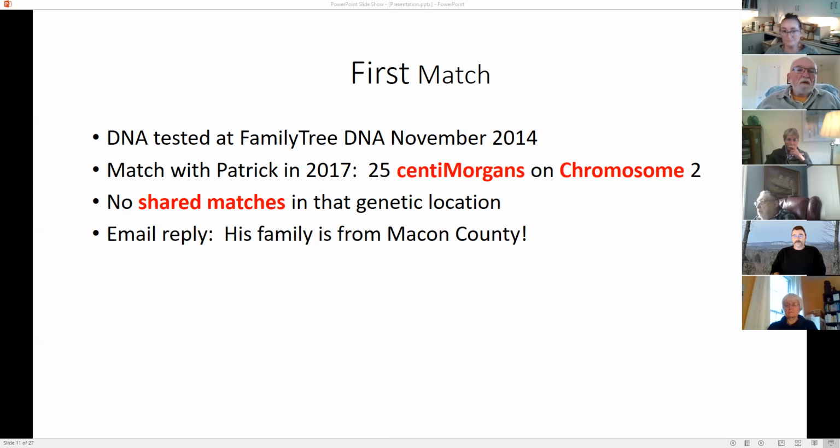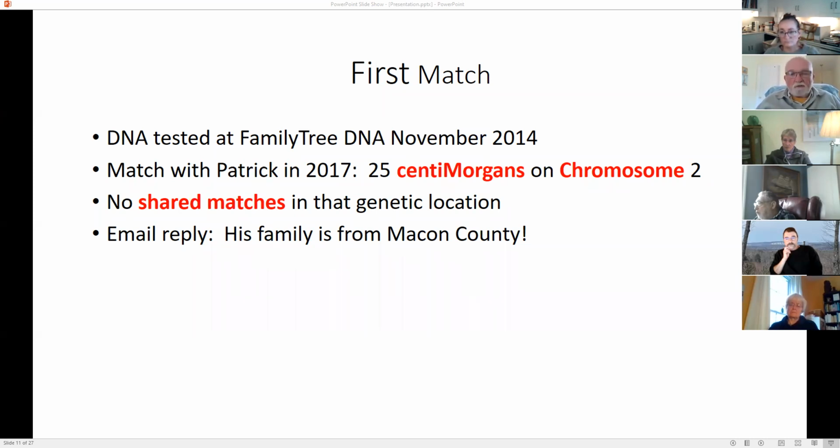Then I mentioned that with Patrick, I found that in this genetic location on the 2nd chromosome, they number them by how long they are. The longest one's number 1, and the shortest one is number 22. There were really no other matches in my match list in that location on chromosome 2. Again, the shared match means you have somebody who also has DNA in the same area on a particular chromosome.